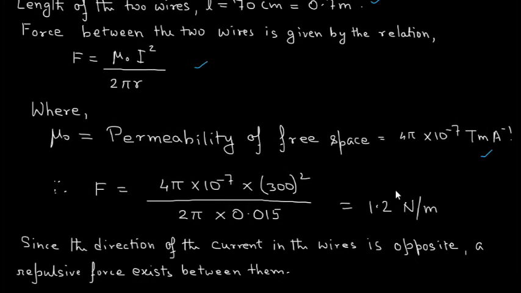Putting the value of mu naught, I and R, and upon solving we get a value of 1.2 Newton per meter. Since the direction of the current in the wires is opposite, a repulsive force exists between them. Let us move to the next question.